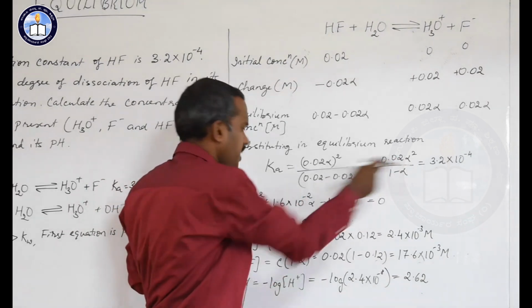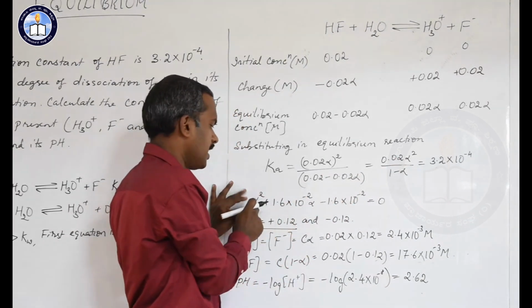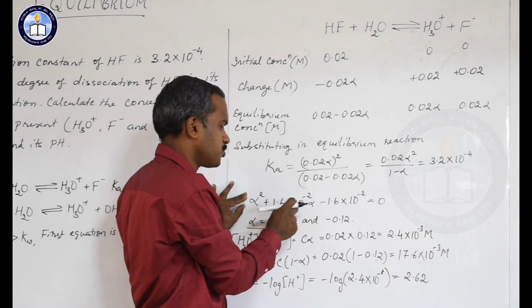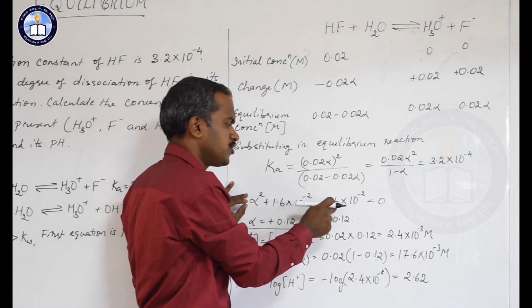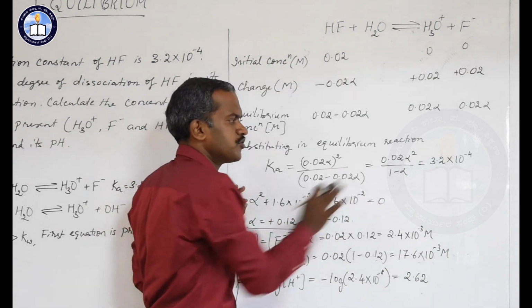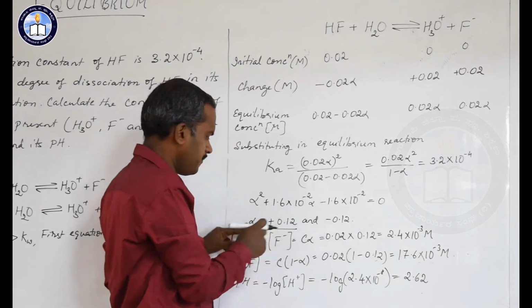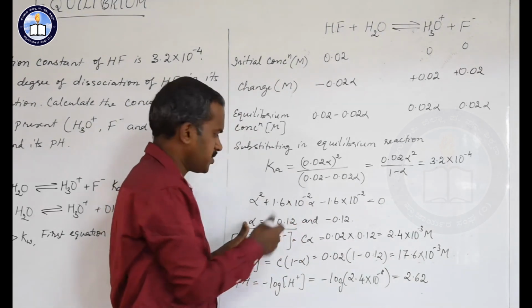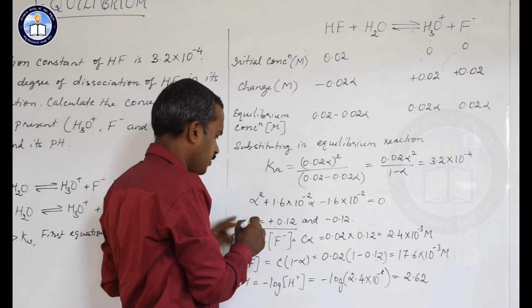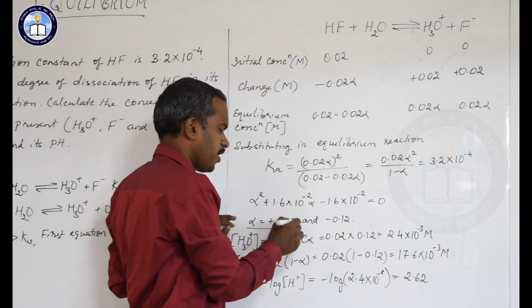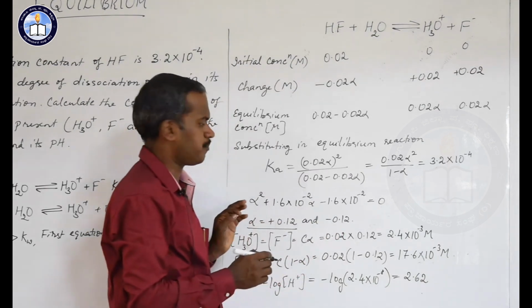So from there you get this quadratic equation: alpha square plus 1.6 into 10 to the power minus 2 alpha minus 1.6 into 10 to the power minus 2 is equal to 0. Then from that quadratic equation, when you take the roots, you will get the value of alpha as plus 0.12 and minus 0.12.